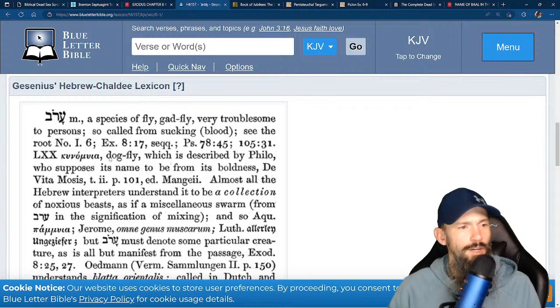Oh, there's dogfly. Species of fly, gadfly, very troublesome person, so I started in the middle. So called from sucking blood, see the root. Psalm 78 and 105 quoted, and the LXX, dogfly, which is described by Philo, who supposes its name to be from its boldness.